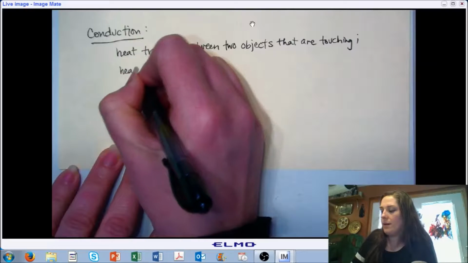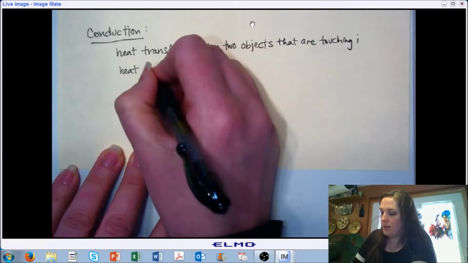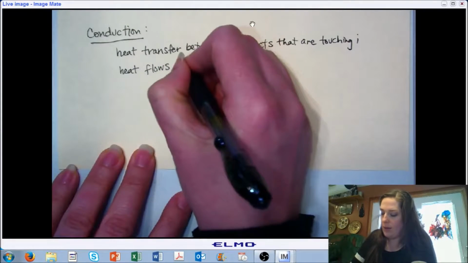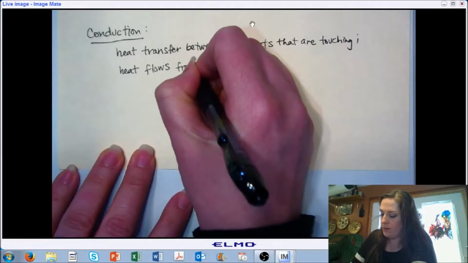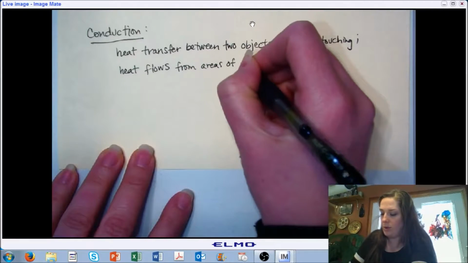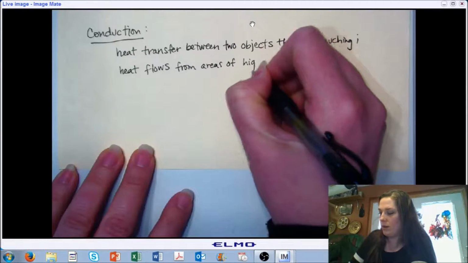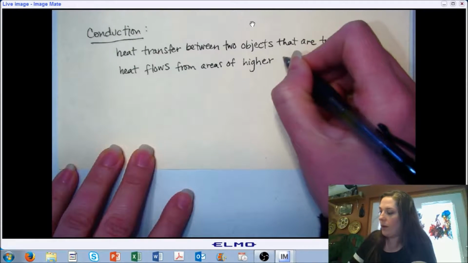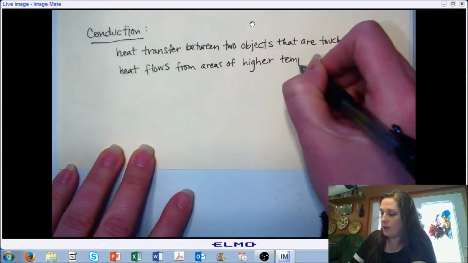And in terms of potential for heat to transfer, the heat or the energy is going to transfer from areas of higher temperature to lower temperature. And so conduction can happen within an object, or it can happen between two objects that are touching.